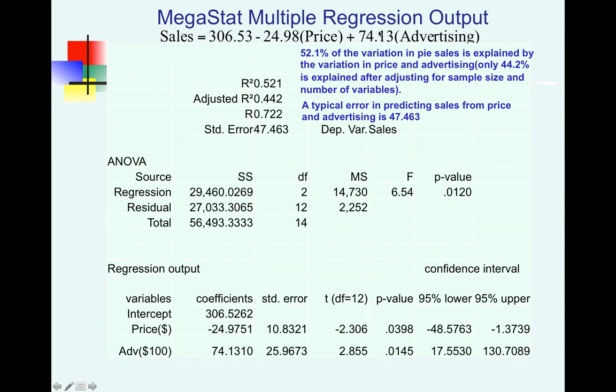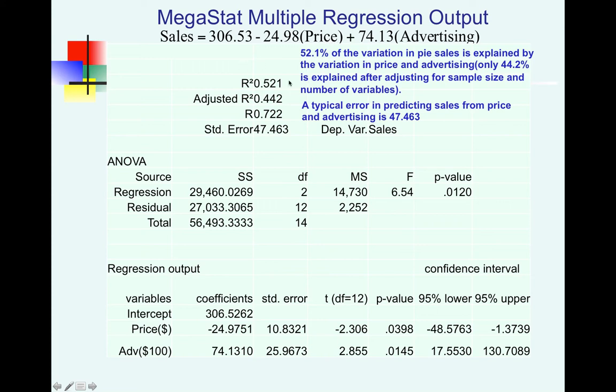This coefficient here, of course, is the slope for advertising, and it's interpreted the same way: for every 1 unit increase. Now 1 unit increase in advertising is $100 because the units of advertising in my data was hundreds. So for every $100 increased spending on advertising, because it's plus, I expect to sell about 74.13 more pies, or about 74 more pies. And again, I'd have to say holding price constant, and that's a bit of a technicality.